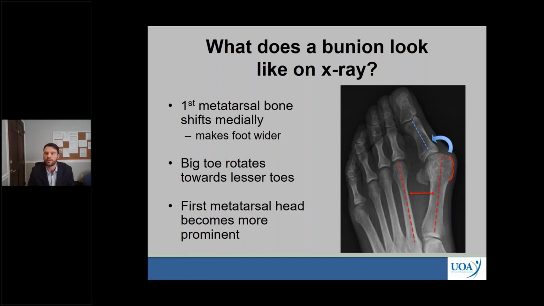So very rarely are we recommending an isolated, what we call medial eminence removal, because it's not addressing the root cause of the problem, and we're concerned that someone is going to have symptoms again and their problem could get worse.